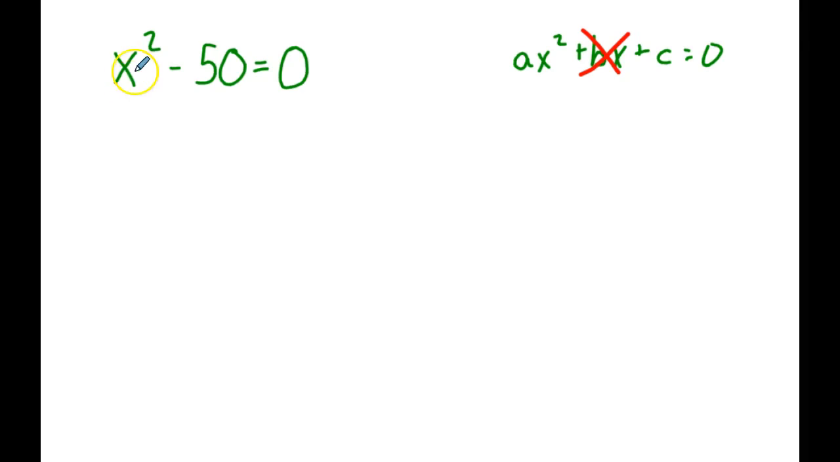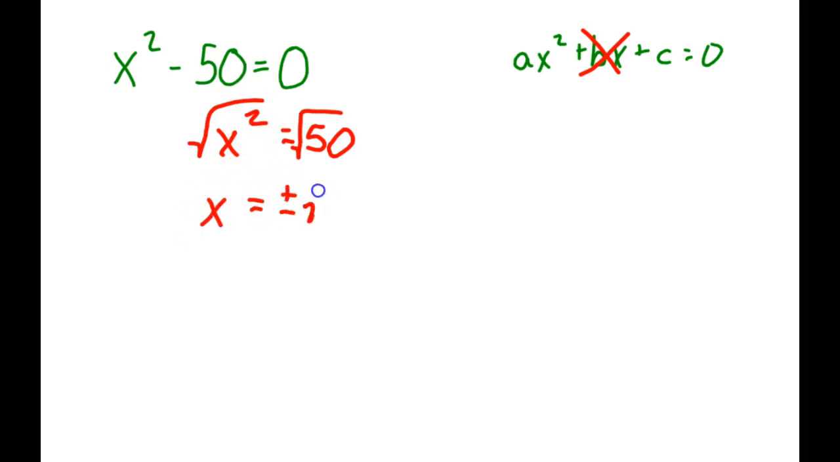So an example, if we had x squared minus 50 equal to 0. If we were going to try to solve this, all we have to do is get the constant to the other side of the equation. So we would add 50. So we would have x squared equal to 50. Now we would take the square root of each side of the equation. The square root and the squared cancel out, leaving us with x equals plus or minus radical 50.